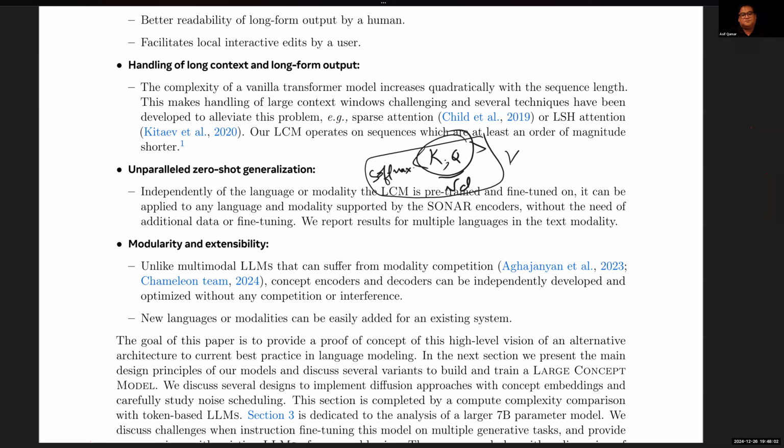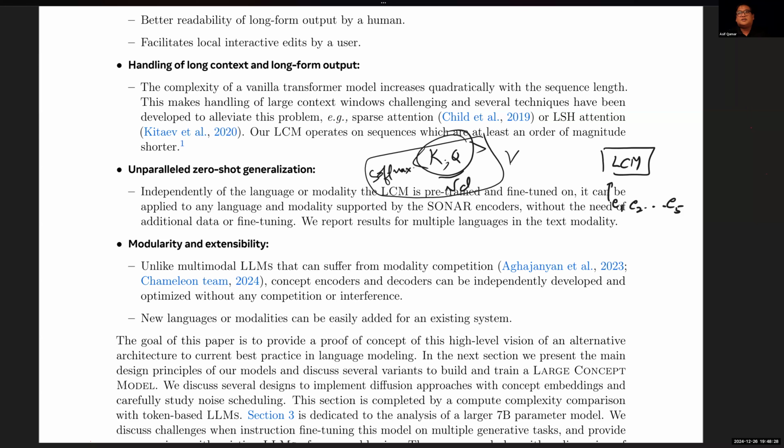They point out that, independent of the language or modality the LCM is pre-trained and fine-tuned on, it can be applied to any language and modality supported by the Sonar encoders. So once you train this machine, the LCM is only working on concept vectors, embedding vectors. These are the concept vectors.